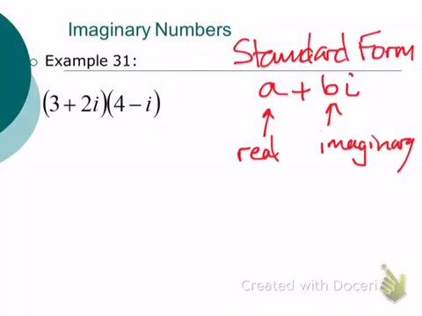If a is equal to 0, then we have what's called a purely imaginary number. It doesn't have a real component. If b is equal to 0, then we have what's called a pure real number. It does not have an imaginary component. When we graph imaginary numbers in the complex plane, you'll see that there's something special about those purely real or purely imaginary numbers.